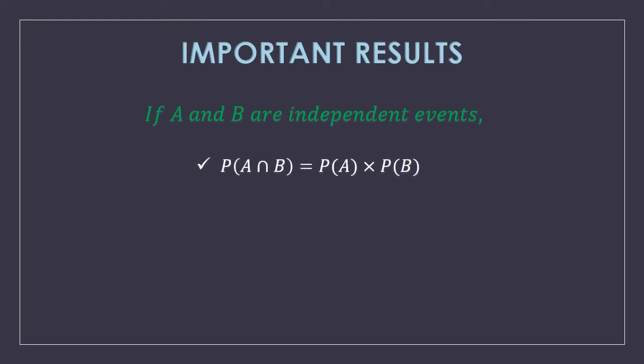If B given A is just B, then A intersection B is just the multiplication of the two probabilities, P(A) into P(B). In case you are wondering what I just did here, just move back to the last slide, the law of multiplication. You will see A into B given A. Now if B is independent, B given A is just B. So A intersection B becomes A into B.